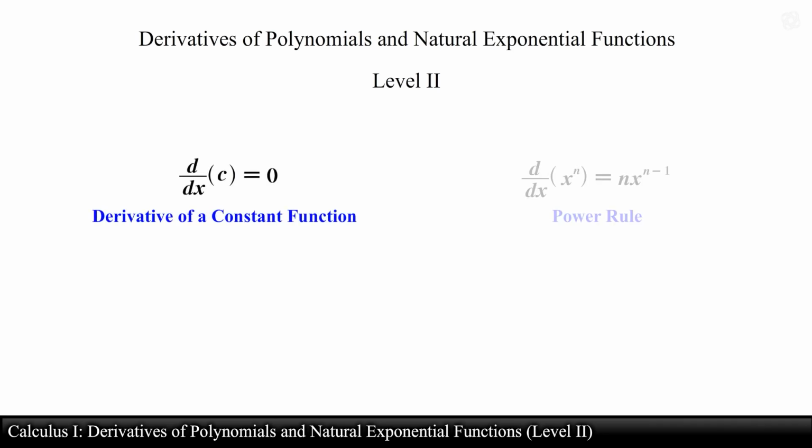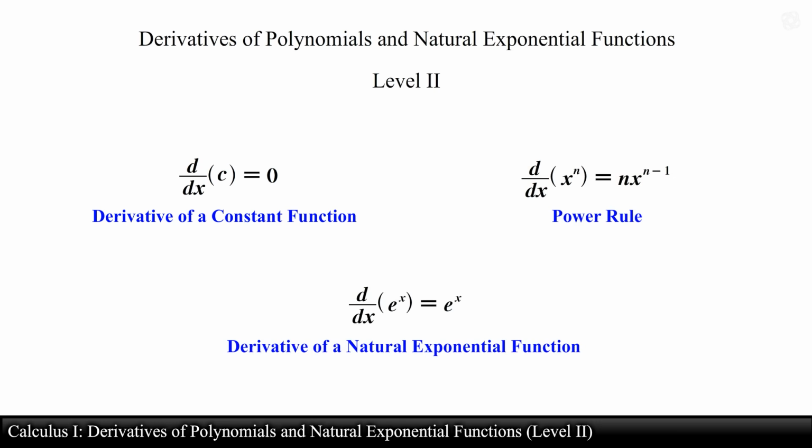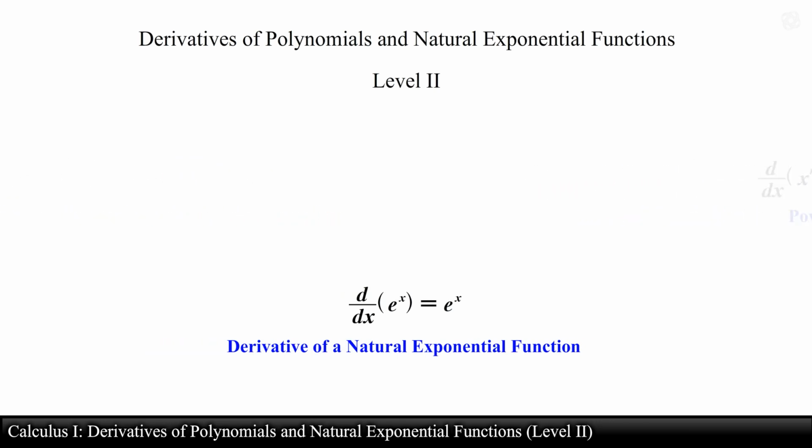Derivatives of polynomials and natural exponential functions, Level 2. In the previous video, we learned 3 differentiation rules that helped us find a derivative of polynomials and natural exponential functions with relative ease. In this video, we will add even more differentiation rules to our arsenal to find a derivative of slightly more complicated functions.